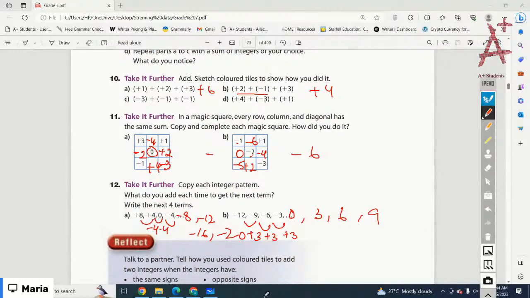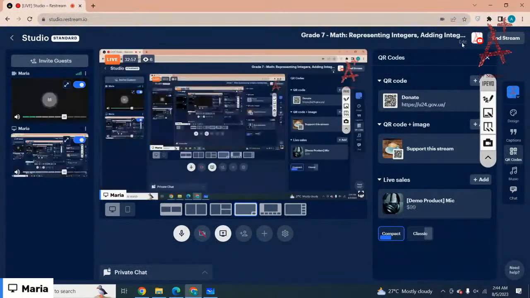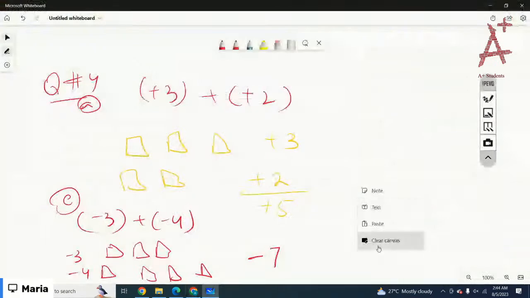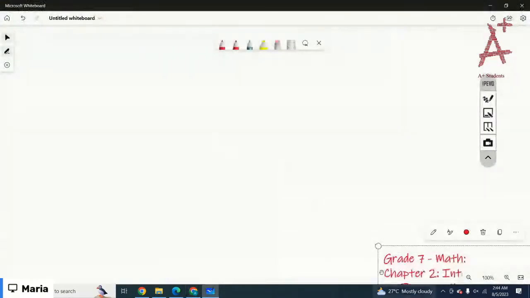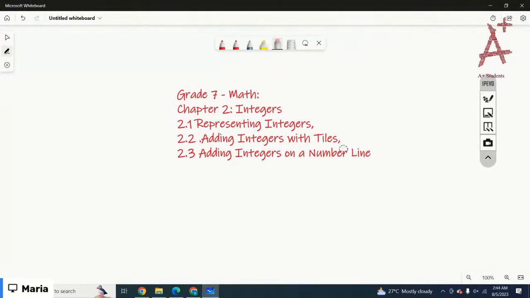We'll do 2.3 in the next session, right? So basically, the chapter we're working on is integers. We have done 2.1 and 2.2. The lessons we have covered today are representing integers and adding integers with tiles. We'll do 2.3 in the next session, right?